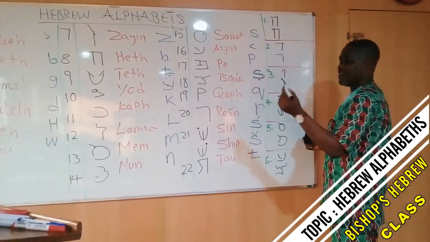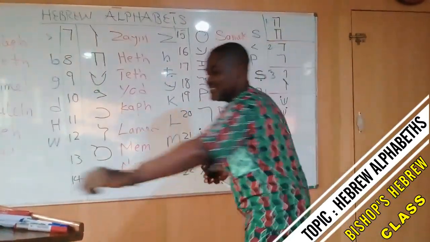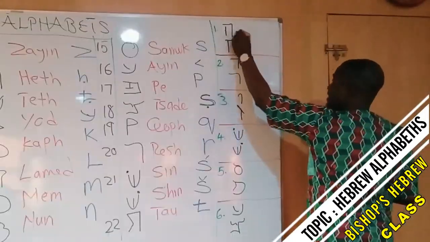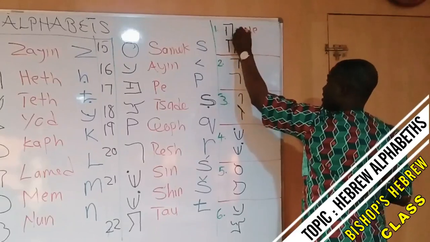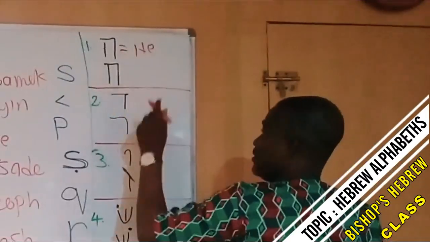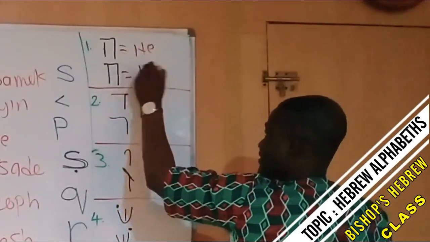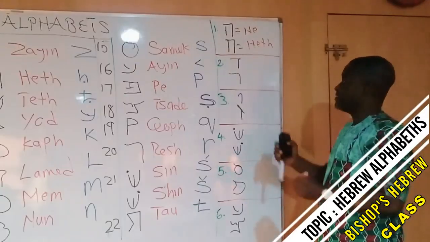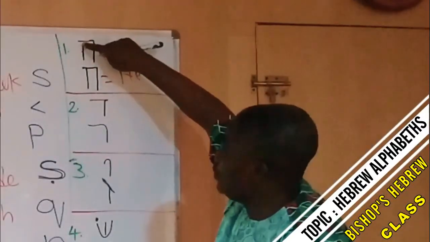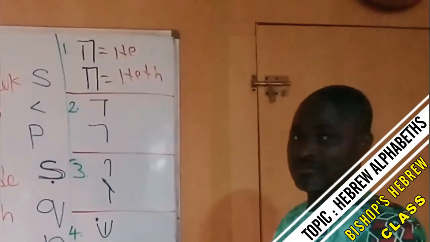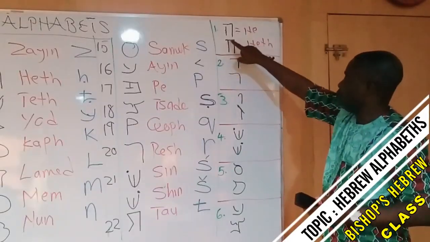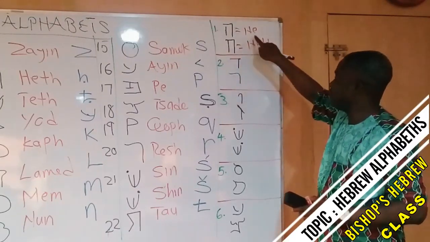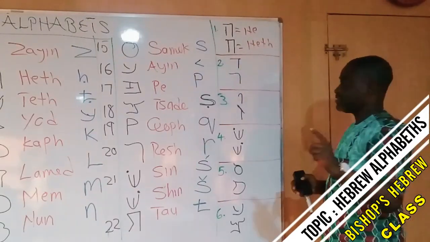The first one is the similarity between He and Et. This is a He. And this is Et. So what are the differences between the two letters? This one is not closed here, but Et is closed up there. So that is the difference between He and Et.